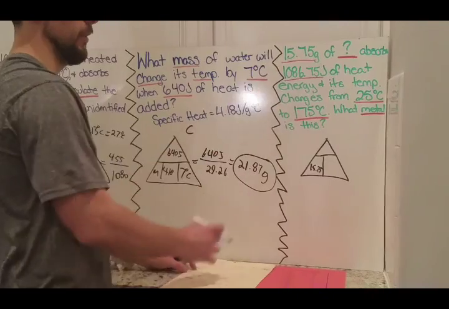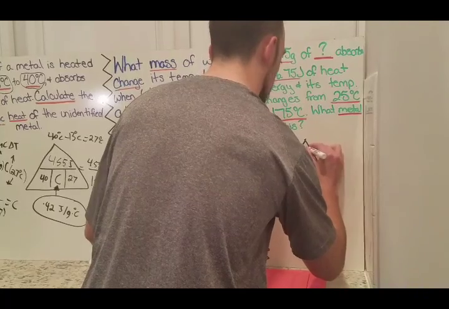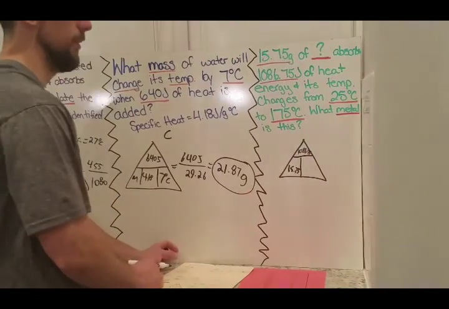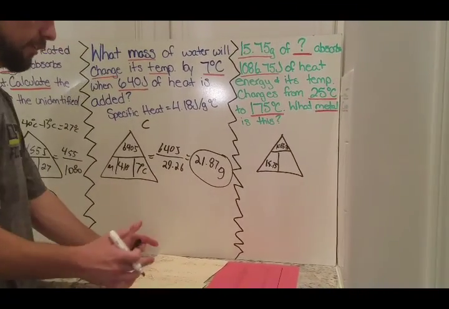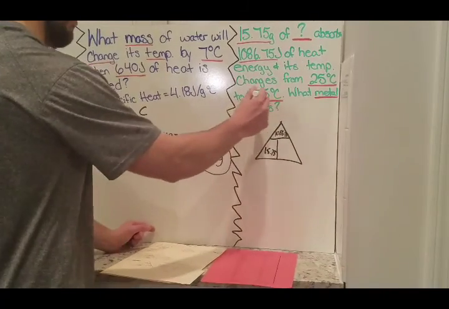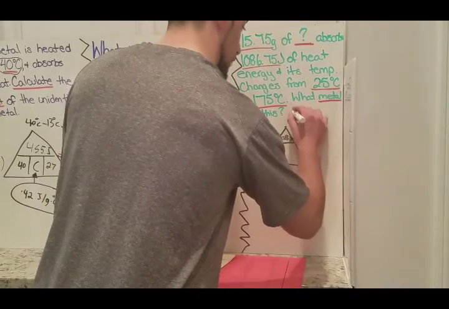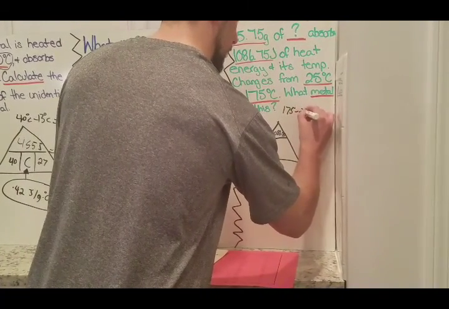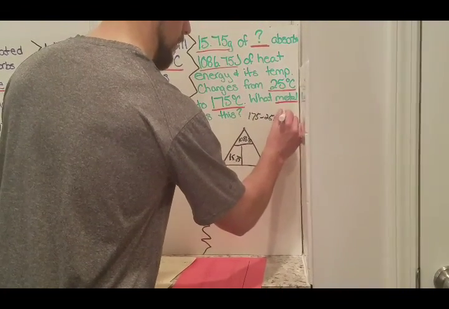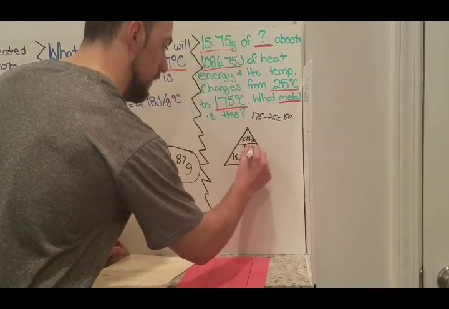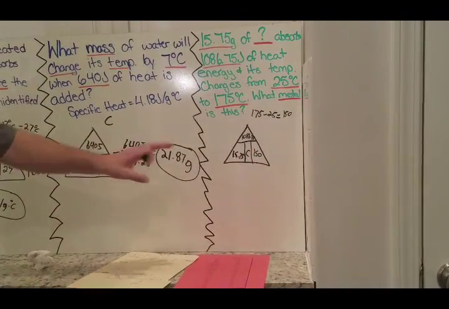Then we get to the next one. It's joules, and it's going to be 1,086.75 joules up top. Then we go to the next thing. It's going to be 25 to 175. Well, once again, you have to do a little bit of math. So if it's going from this to this, this is the final and that's the initial. So what we're going to do, guys, is 175 minus 25. When we do that, that's going to give us 150. 150 is going to go in the spot in the triangle for delta T. Sorry, I apologize. I made that triangle a little bit tiny. So that's what it's going to be.